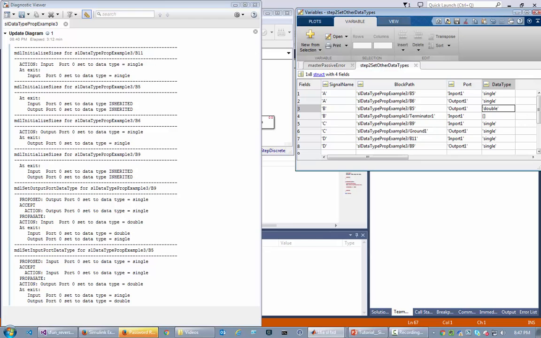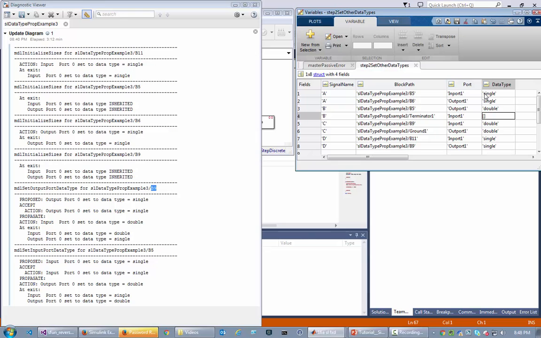Okay, and it looks like I messed that up before. So I messed this up when I did this propagation before. B9 was setting its input port. It should have been setting that to a double. And that got propagated to the ground, which is a double, and the ground was happy with a double. Okay, sorry about that mistake.